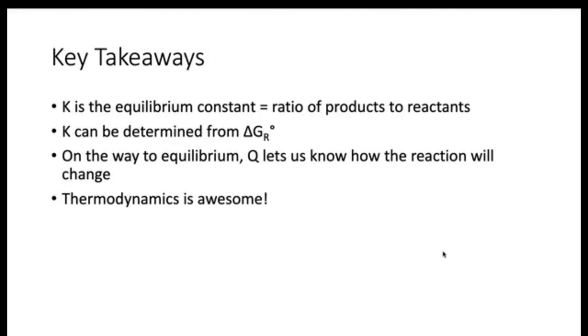And so the overall takeaways from this video: we've learned about the equilibrium constant and how it's the ratio of products to reactants. It stays that way forever. It's kind of our reference. We can determine K either by having the concentrations at equilibrium, or we can just look up tables of free energies of formation for our reaction itself. And then we also learned about the reaction quotient. How can we tell if a reaction has reached equilibrium or not based on the concentrations?